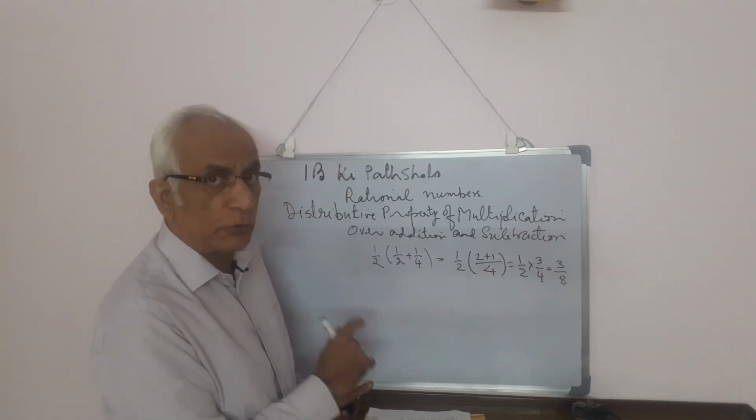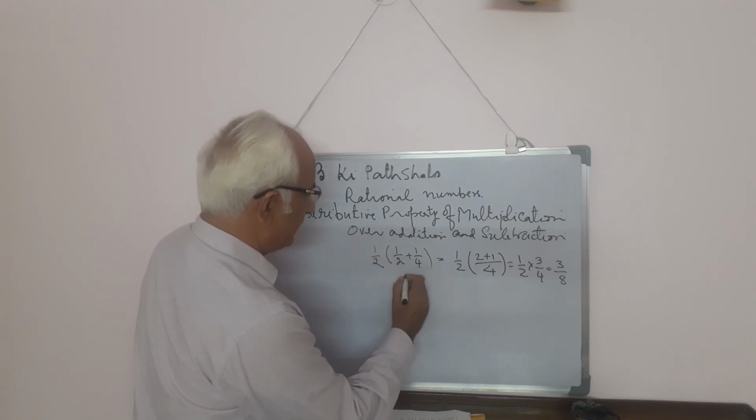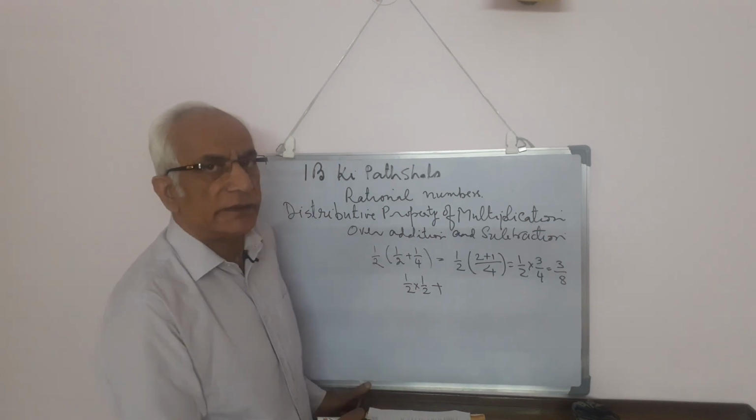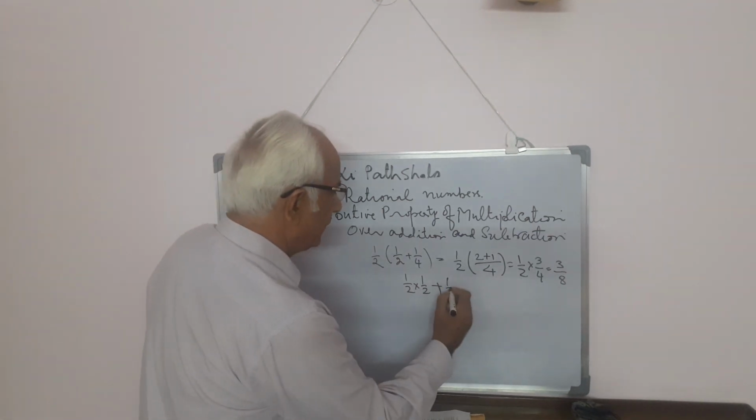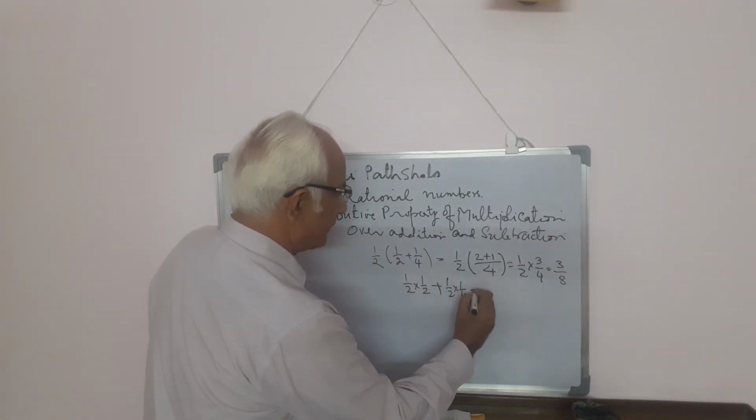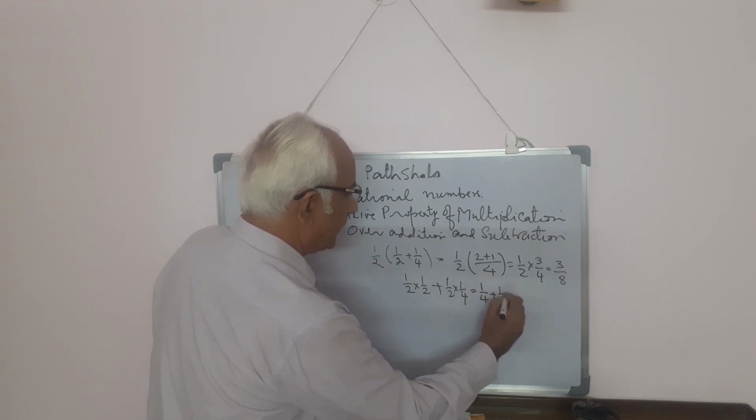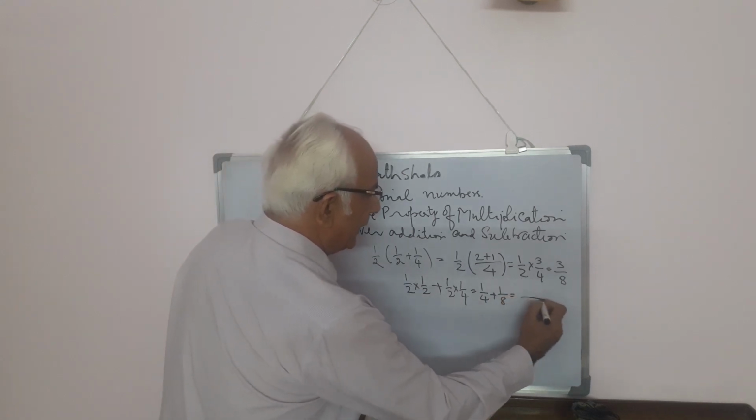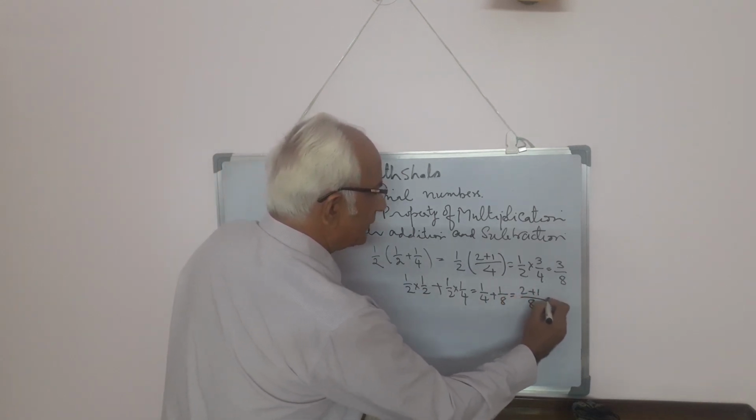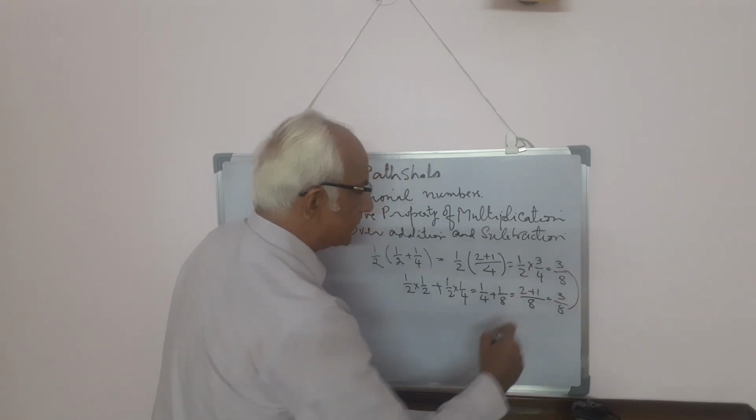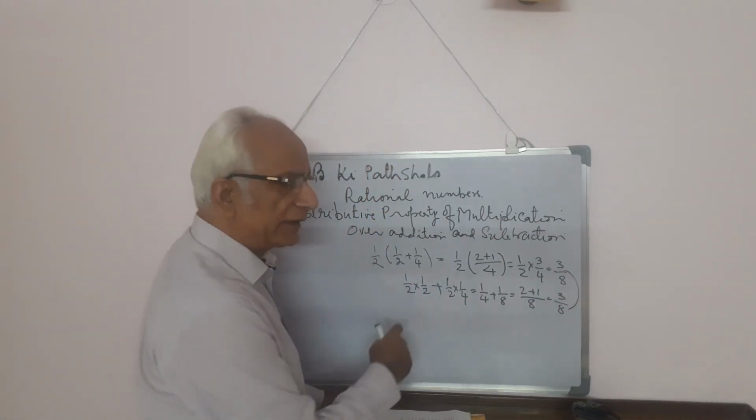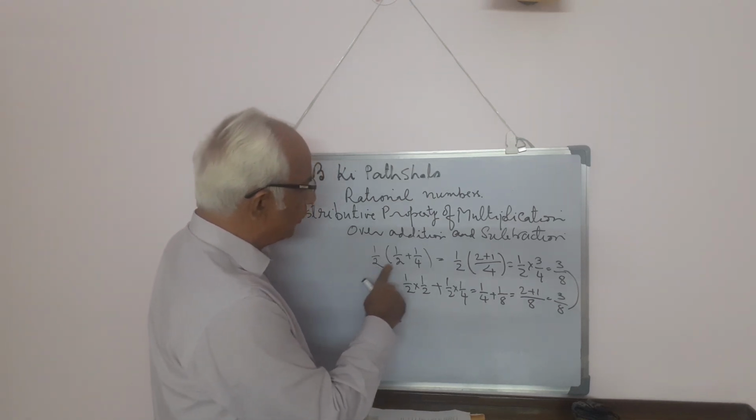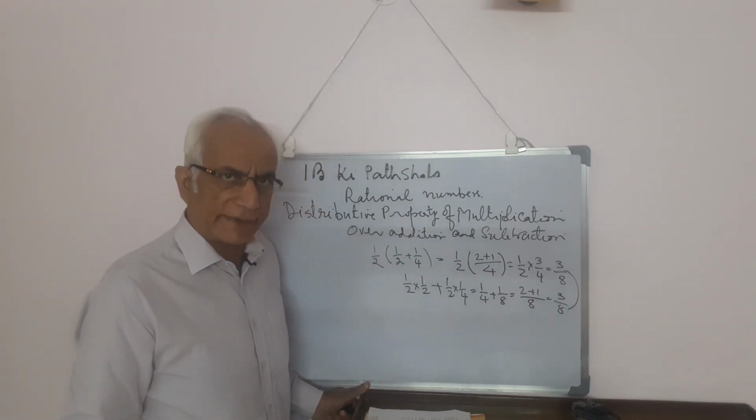Otherwise, we can distribute this factor to each of these two numbers. 1 upon 2 into 1 upon 2 and add, because these numbers are being added, 1 upon 2 into 1 upon 4. This becomes 1 upon 4 plus 1 upon 8. LCM is 8. 2 plus 1 is 3 upon 8. Same answer. So here also, like in the case of integers or whole numbers, we can distribute this factor to each of these two numbers which are to be added.